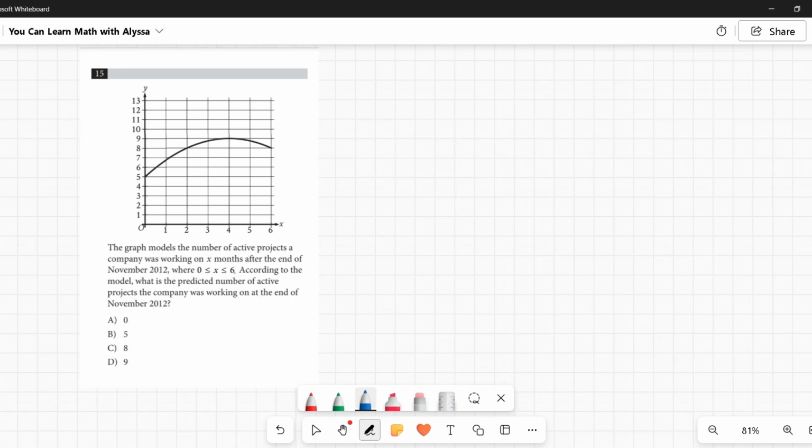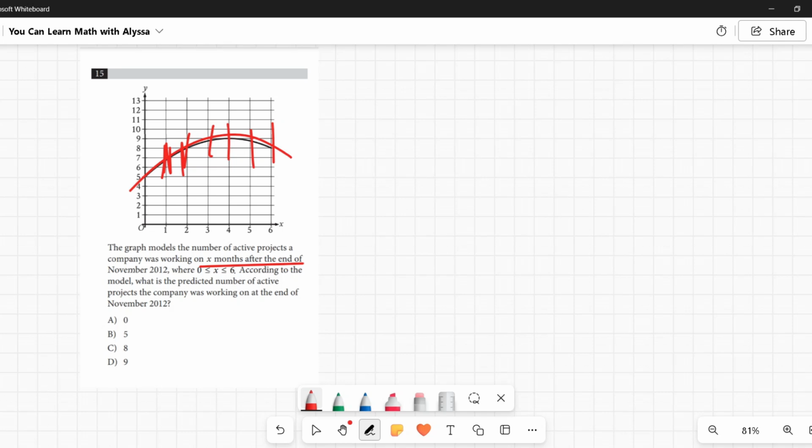Okay, so we're told this is the number of months down here, and these are the number of projects, because X months, where X is between 0 and 6. All right, so at the end of November 2012, it's showing the model of how many months after the end of November 2012. So this is 1 month after the end, 2 months after the end, 3, 4, 5, 6 months after the end. They don't want to know any of that.